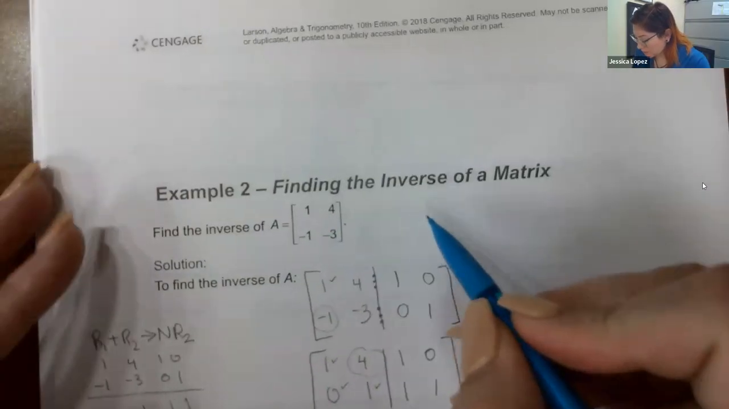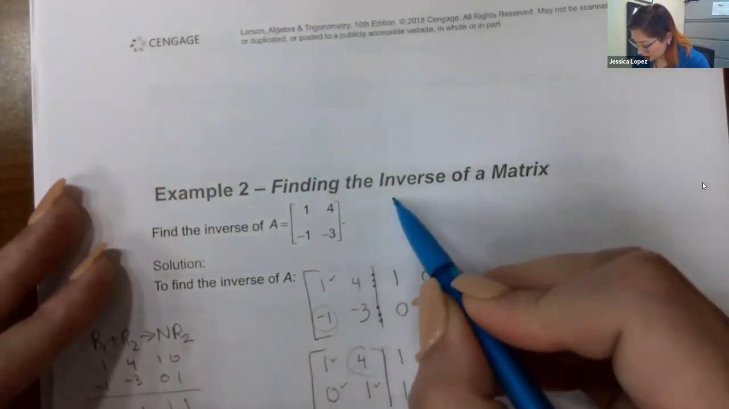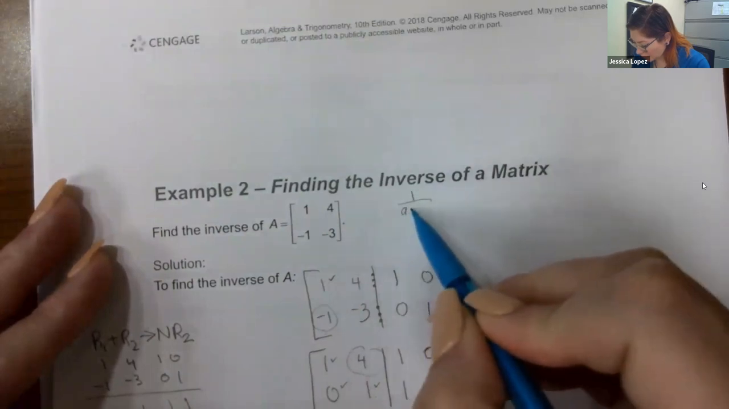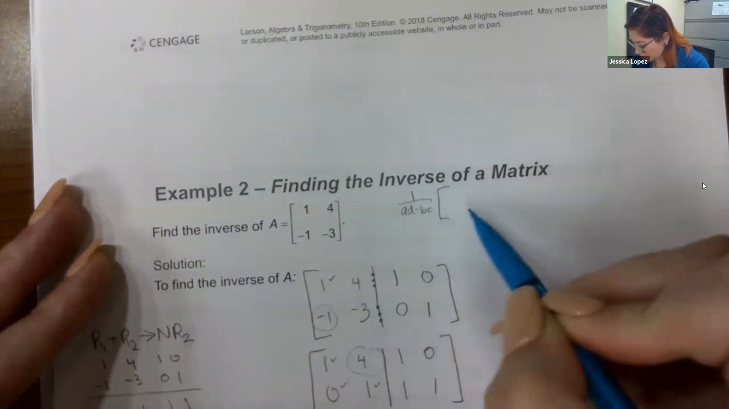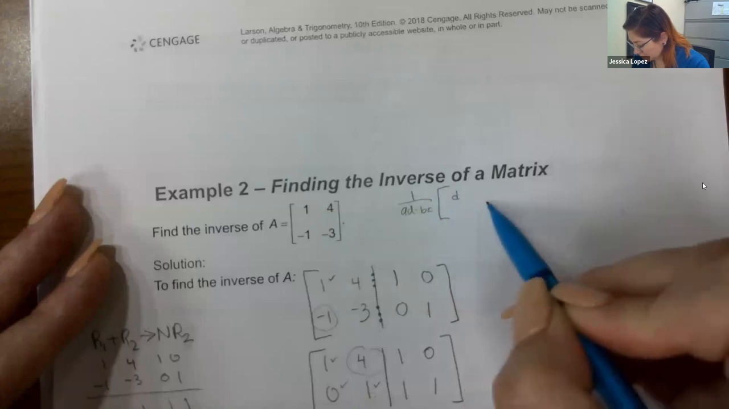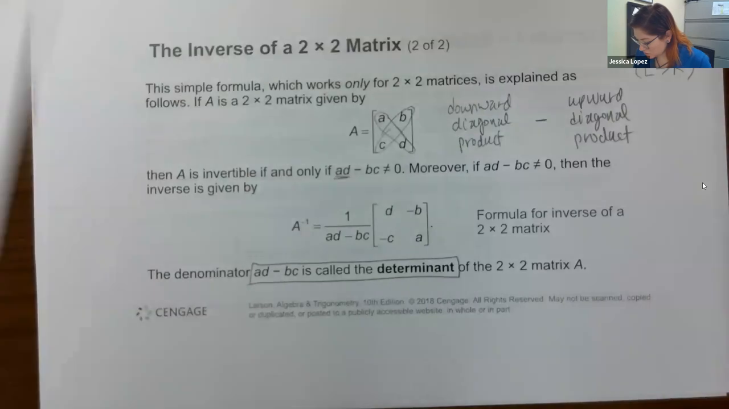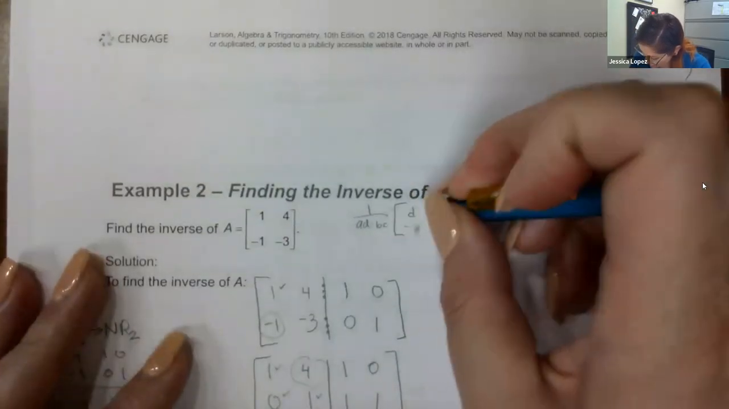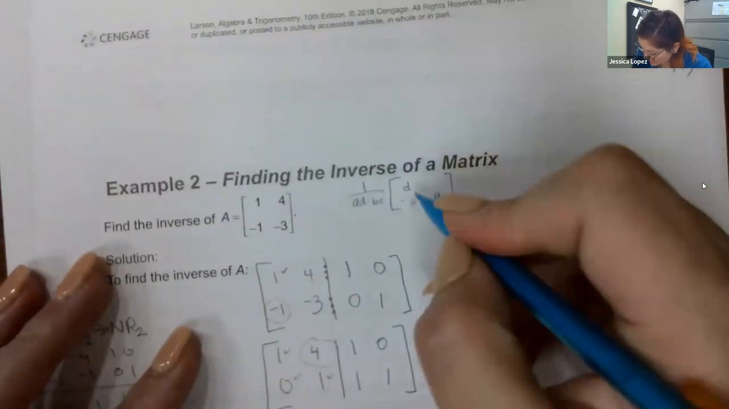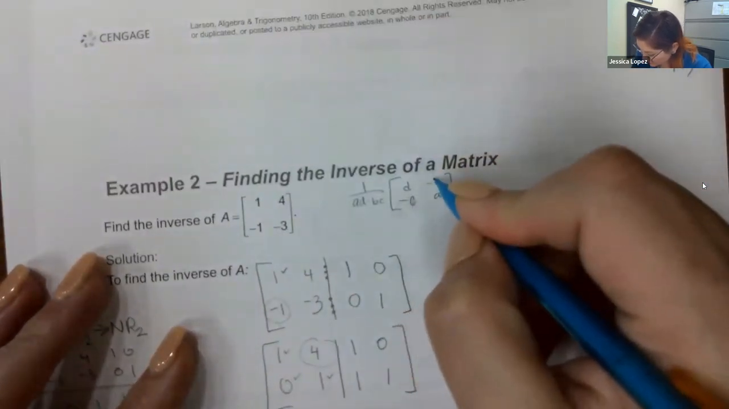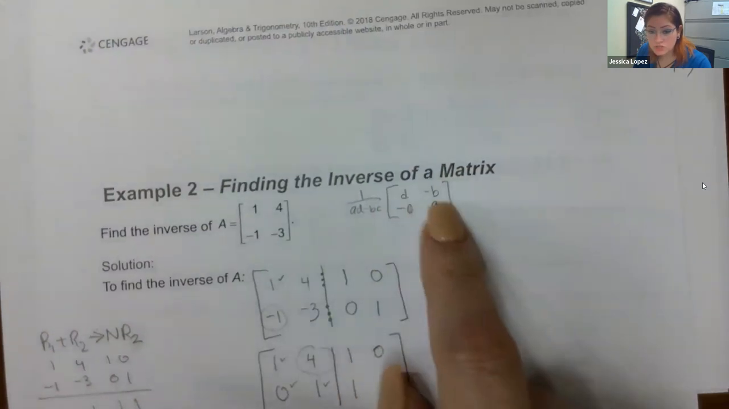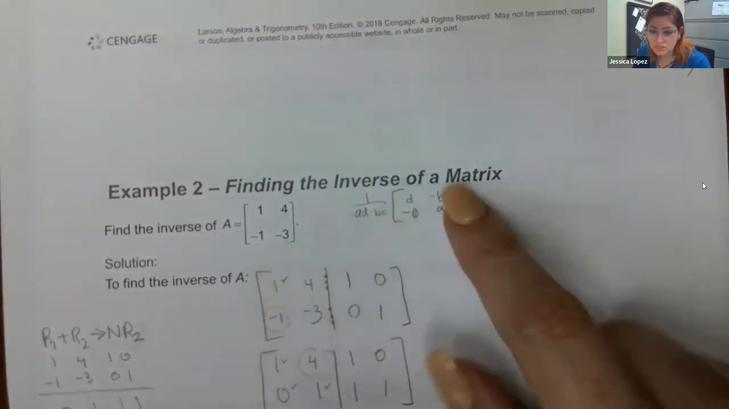So here, if I find the determinant, 1 over AD minus BC, and then I should have D, A, and then negative C, negative B. Do they change? No, they don't even change positions. They just change signs. So the other ones change positions, and then these just change signs.